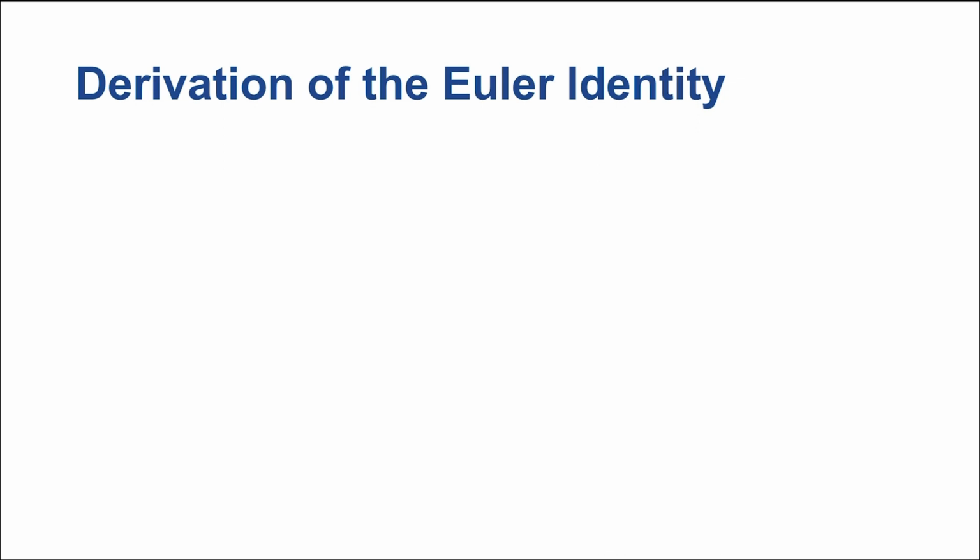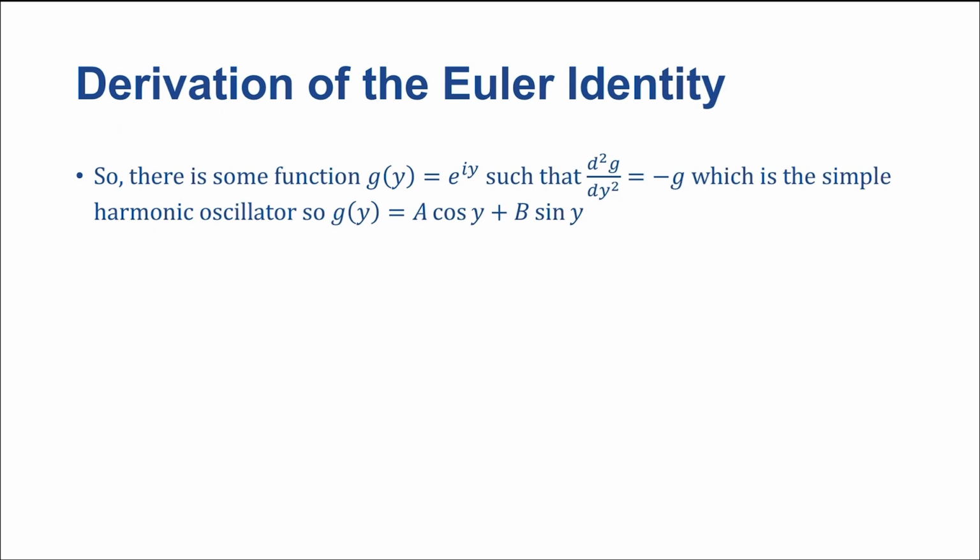So this, of course, provides the reasoning and motivation for the Euler identity. Okay, so let's derive the Euler identity through the means of a differential equation solution. We know that there is some function, which we'll call g, such that g of y is equal to e to the iy. And we already saw last slide that this function satisfies the differential equation that the second derivative of g is equal to negative g.